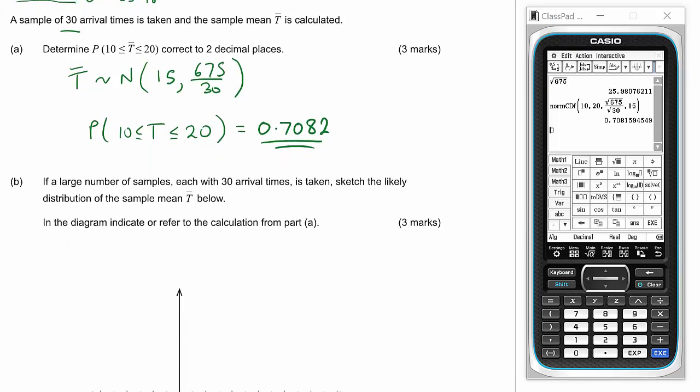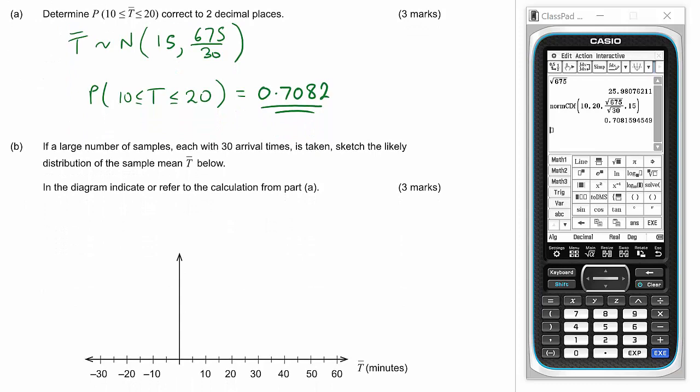If a large number of samples, each with 30 arrival times, is taken, sketch the likely distribution of the sample mean T bar below. This is really difficult to do with any sort of accuracy. We know the mean is going to be at 15, so we need to make the peak there. Standard deviation, remember 68% within one standard deviation either side. This is almost that.